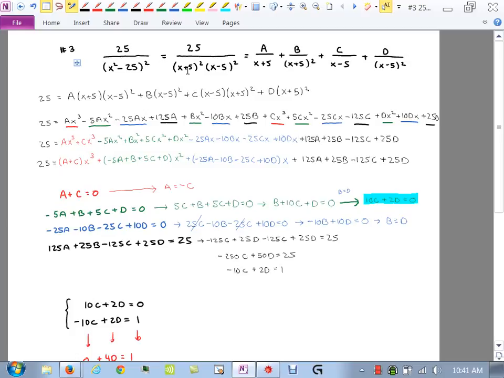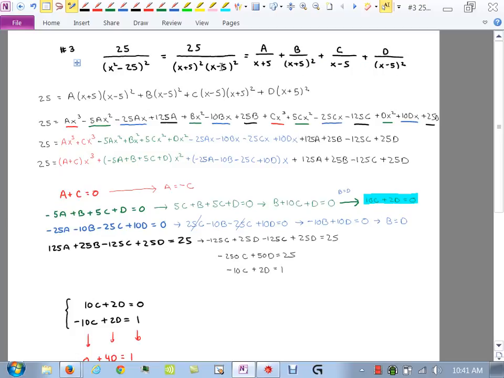Then, since each of these factors is linear, x plus 5 and x minus 5, I will put a constant A over that linear factor, and then because it's squared, I have to do another constant B over that linear factor squared. And then I do the same thing for the other linear factor, a C over x minus 5, and then a D over x minus 5 squared.